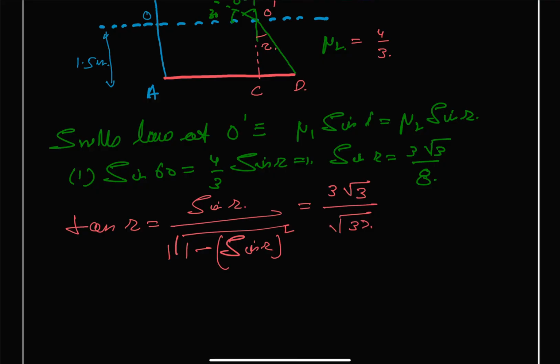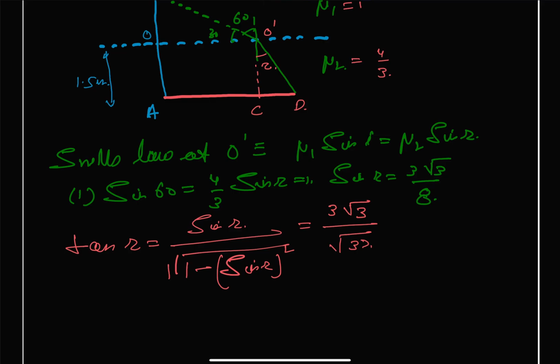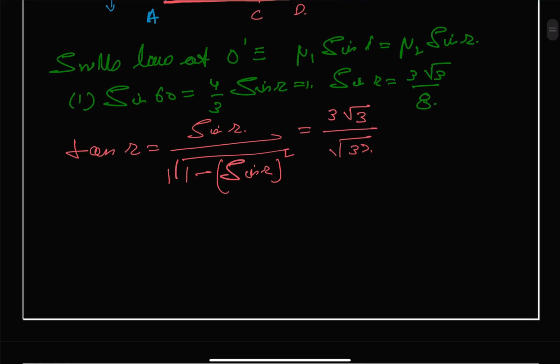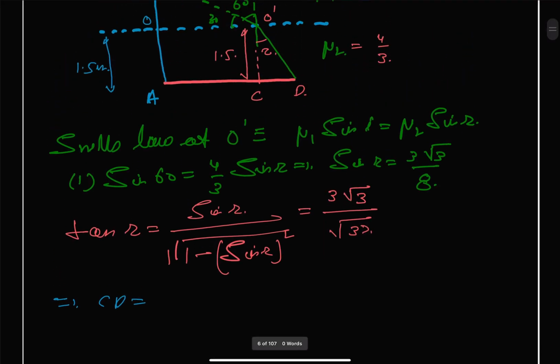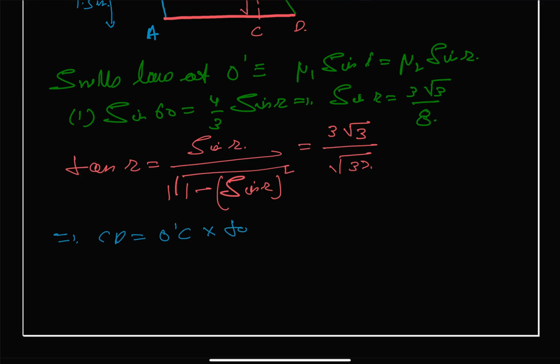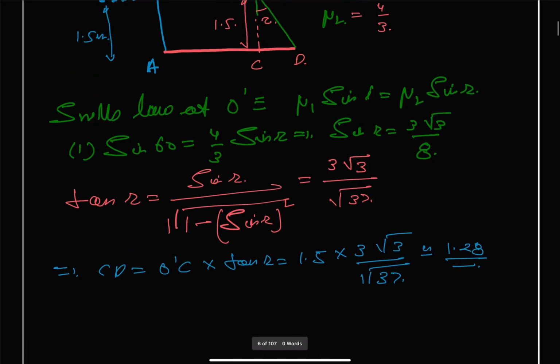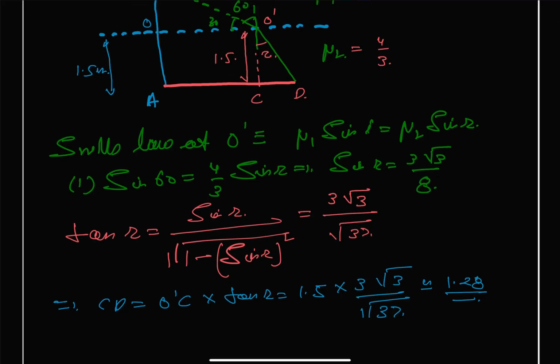From here we can find out our CD. This height we already know, this height is our 1.5. Therefore we can write that our tangent of R will be equal to CD divided by O prime C. Therefore our CD will be equal to O prime C multiplied by tangent of R. O prime C is 1.5, so this comes as 1.5 times 3√3 by square root of 37, and this is approximately equal to 1.28. So we found our CD.